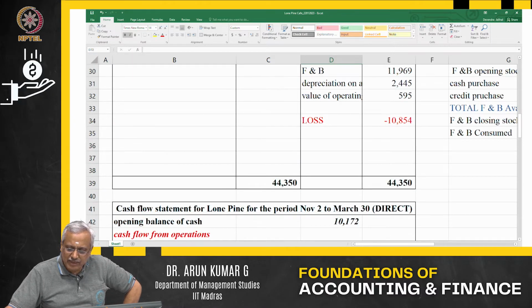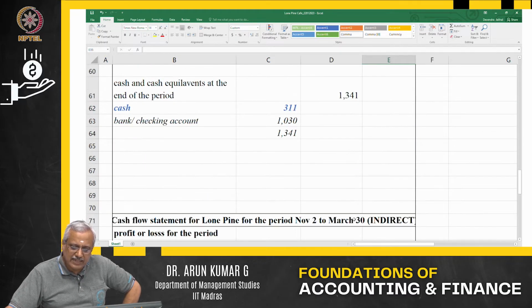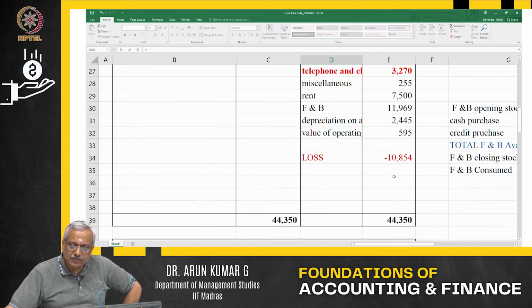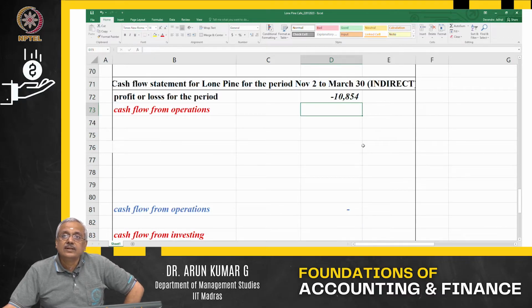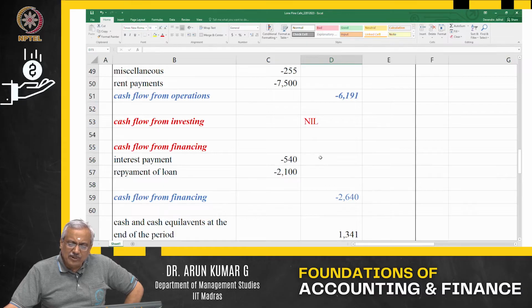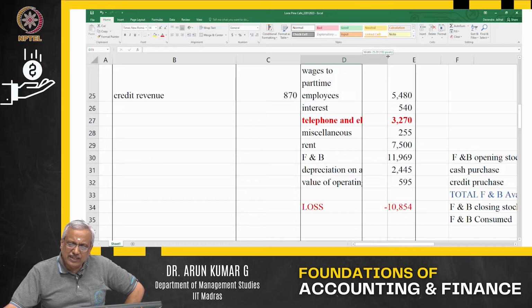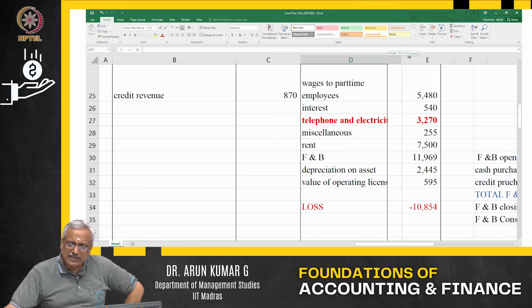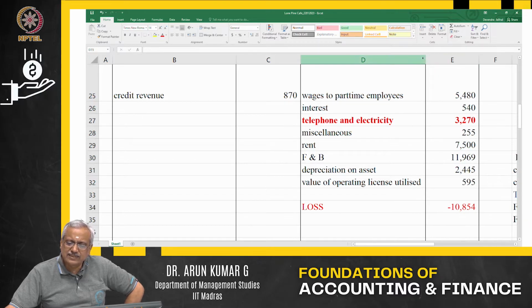We will see this in the P&L statement that we prepared for Lone Pine Cafe. This is the profit or loss for the period, so I will basically start with it. In this particular case, this is the profit or loss for the period. Now, what do I have to do? I have to add back all the non-cash expenditures that you see in this particular case.